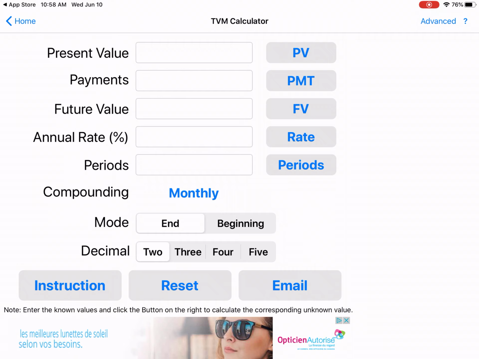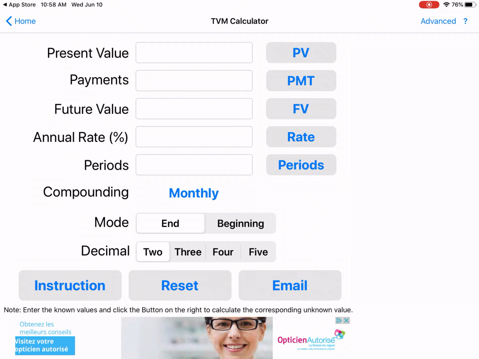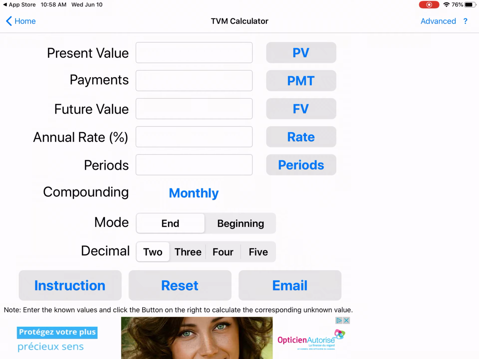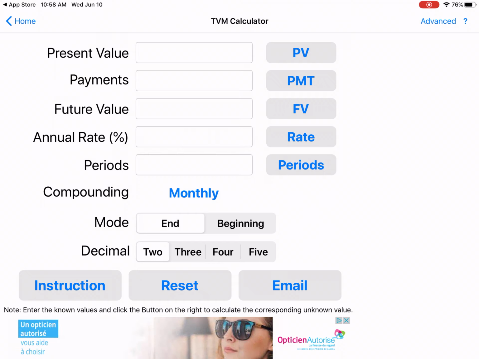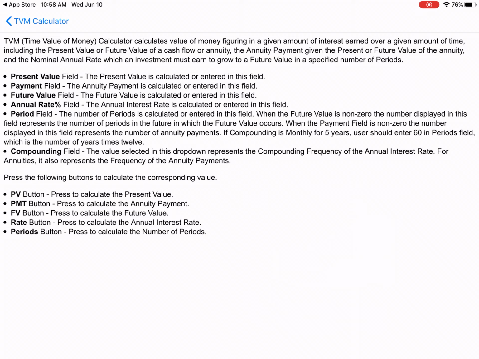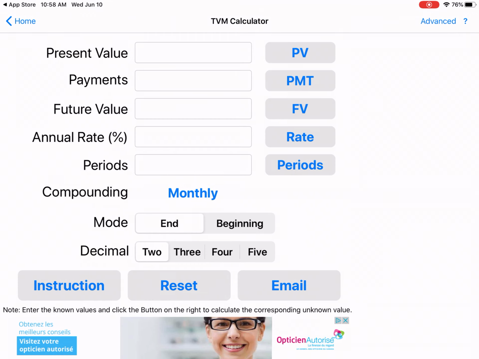So here's what it looks like. You'll notice it's got some things on the side. Present value, payments, future value, annual rate, periods, compounding, mode, decimal. There's a lot of things that we don't need to worry about for it right now. If you ever get confused as to what they stand for, you can see there's a button that says instruction. I'll click that, and it gives a little bit of a reminder of what those different things stand for.